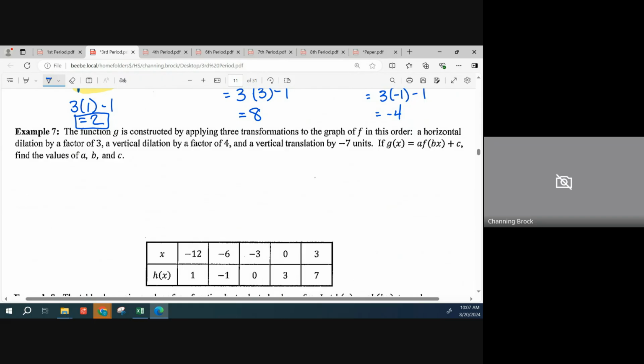Okay. So what is a representing? The vertical dilation, which is, yeah, so a would be 4. Okay, then what does b represent? The horizontal dilation. Okay, so now if I'm taking that and putting it in there, I flip it. What's 1/3?